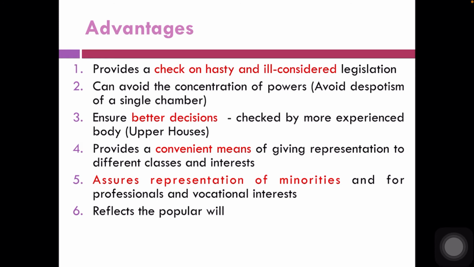Number 3, to make sure a better decision-making process. Check by more experienced body. So, for example, like kita ada upper houses kan, kita ada Dewan Negara. Number 4, provides a convenient means of giving representations to different classes and also interests. Number 5, to assure representation of minorities and for professionals and vocational interests. And last but not least, reflects the popular will. So these are the advantages of bicameral system.